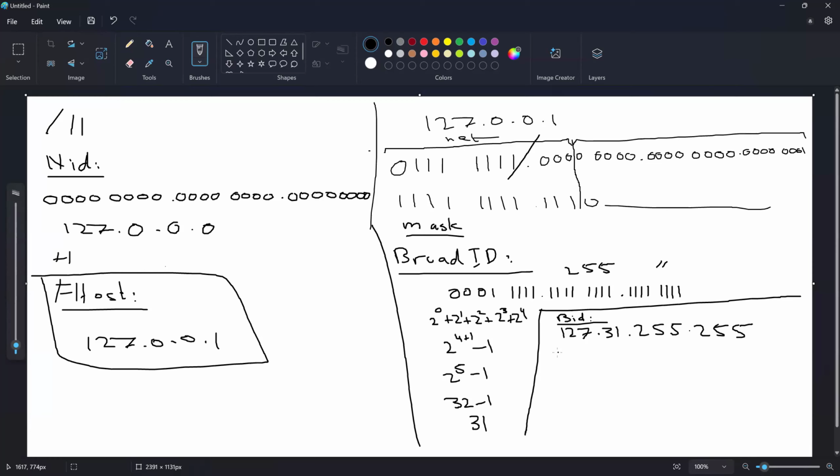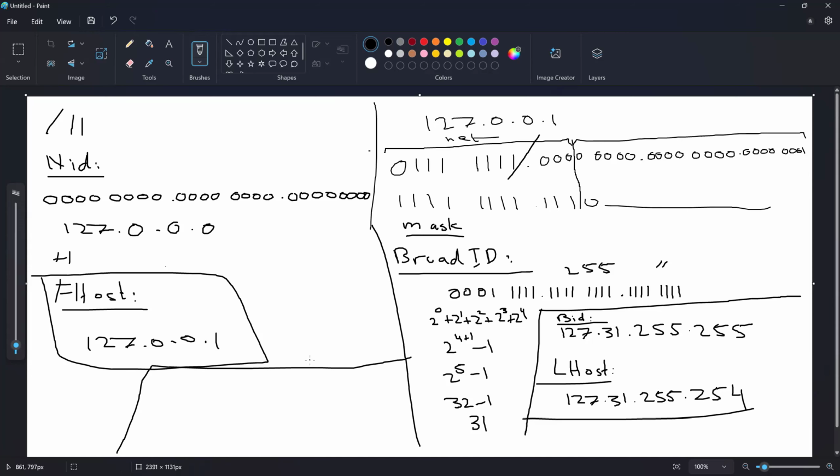Let me just confirm it. Yep, it is correct. So now, in order to find the last host, all we have to do is subtract 1 from the last digit. So we have the last host, which is 127.31.255.254. Boom, that's it.